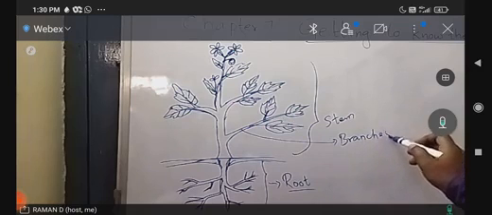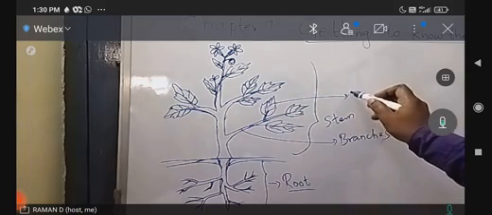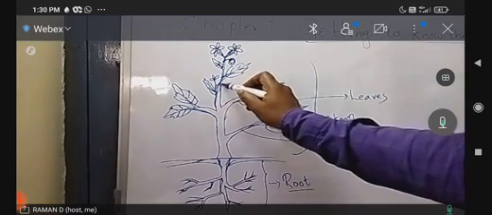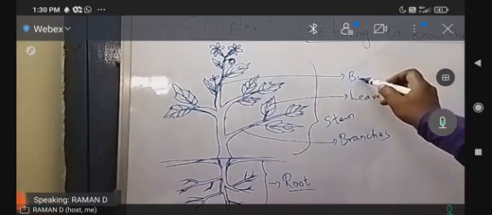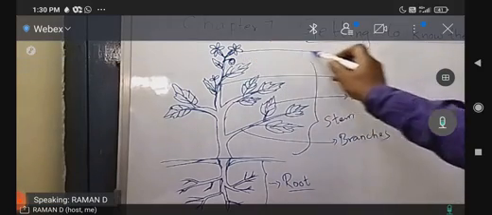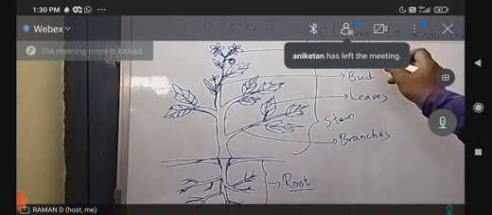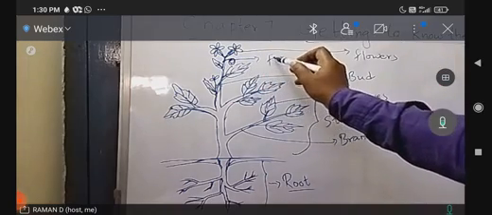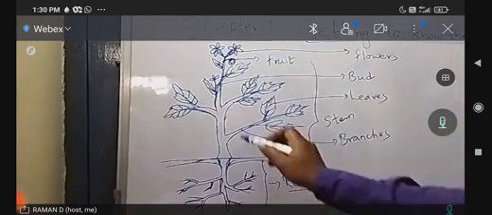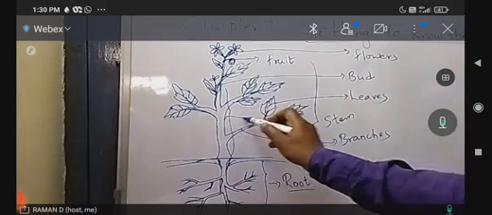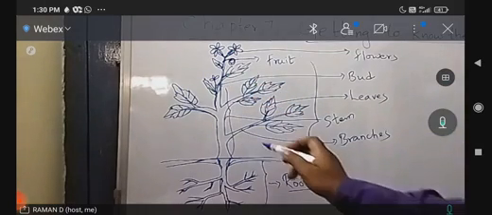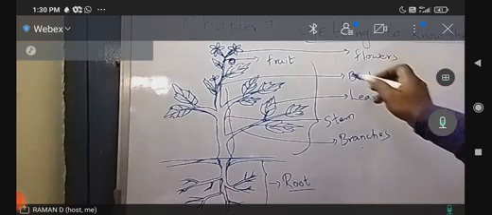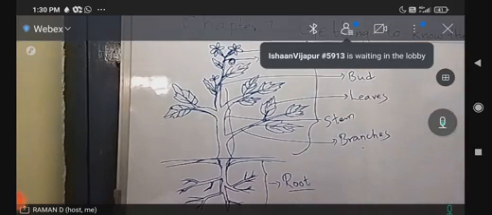On the branches, leaves are present, along with buds and flowers, and from the flowers fruit develops. All these things are present on the stem. So this entire section is the stem. On the stem, what are there? Branches, leaves, flowers, buds, fruits, etc. All these things are present.